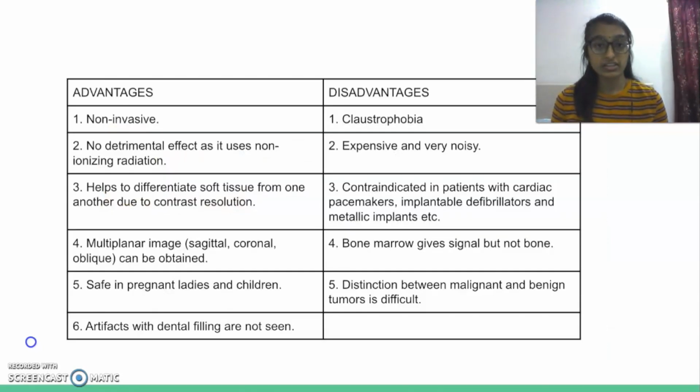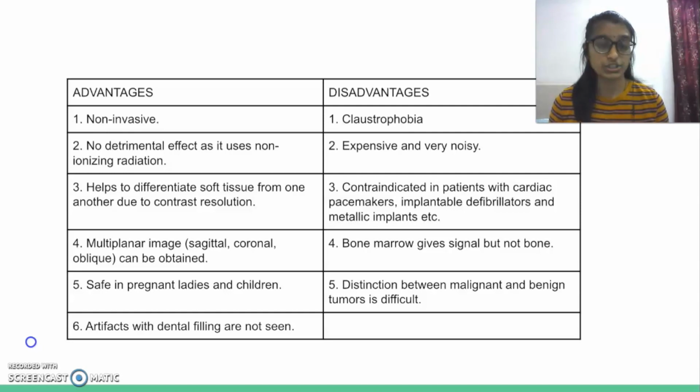The advantages and disadvantages of MRI. The advantages are it is non-invasive and there is no detrimental effect as it uses non-ionizing radiation. It helps to differentiate soft tissue from one another due to the contrast resolution, and it also produces multi-planar images such as sagittal, coronal, and oblique. It is safe to use in pregnant ladies and children. Lastly, artifacts with dental fillings are not seen.